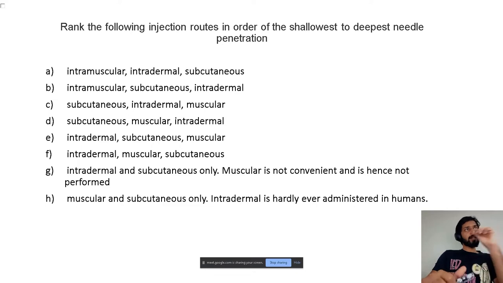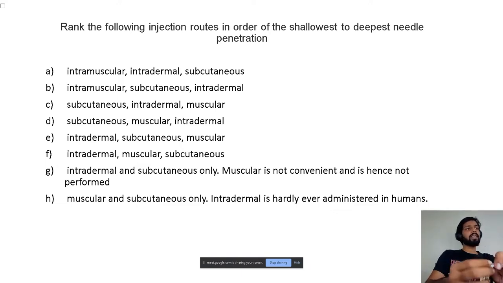Let's look at the previous year's week 7 questions first. The first question is: rank the following injection routes in order of the shallowest to the deepest needle penetration. So they want you to rank it in the order from the least depth to the deepest penetration. The options are various orderings of intramuscular, intradermal, and subcutaneous.